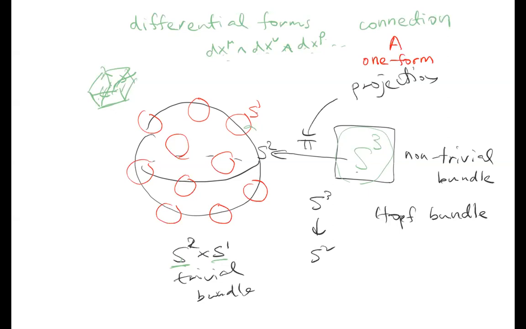And any one form can be written in any basis system, which is given by dx mu. And so the coefficient of dx mu is given by A mu with a lower index instead. And this A mu is nothing but what we call the vector potential.